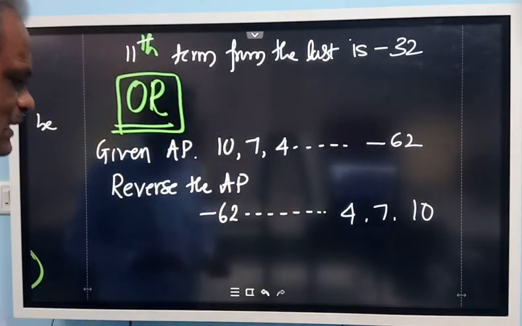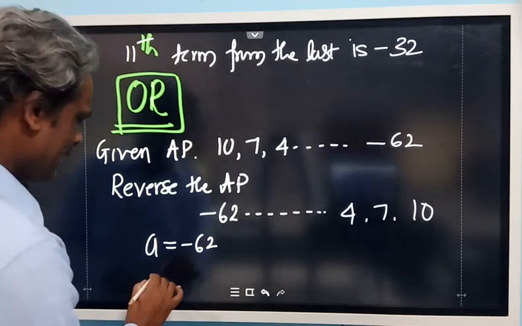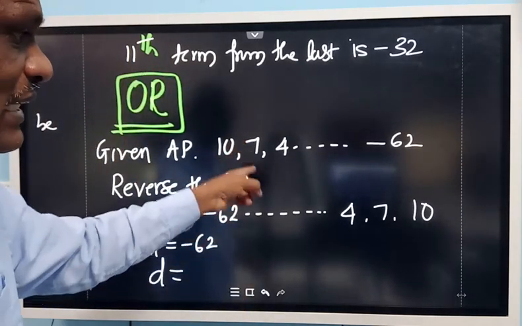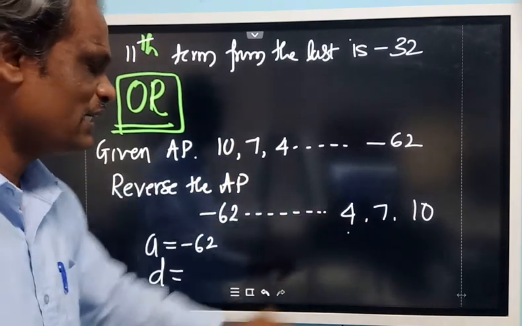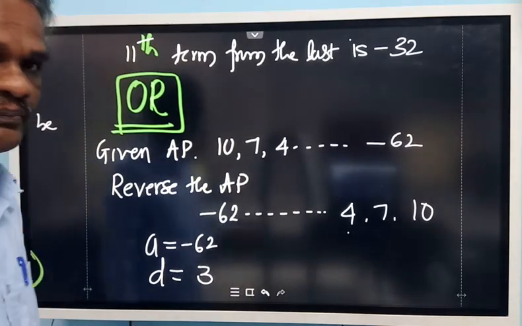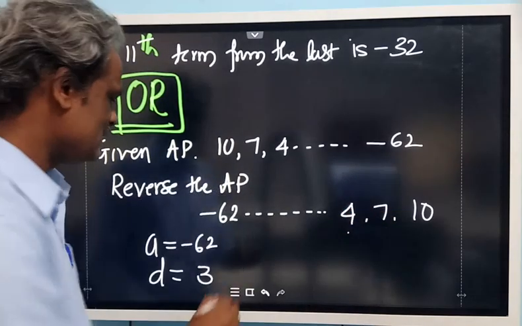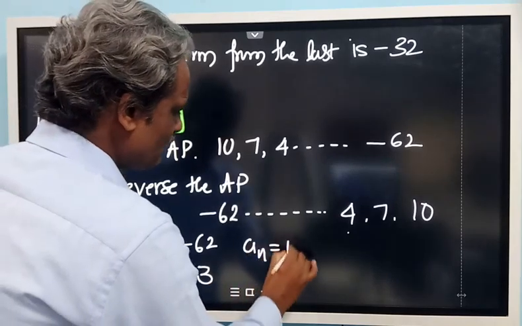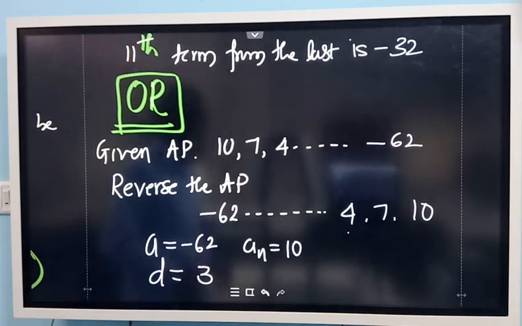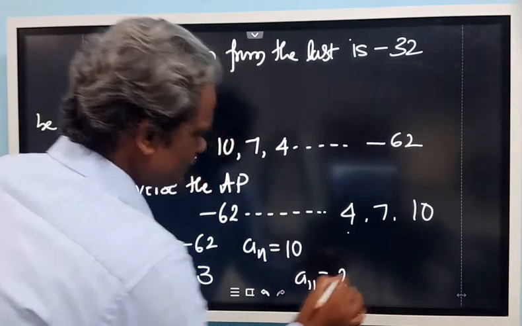So when you reverse this AP, a will be equal to minus 62 and d will change. In the previous example, the common difference was minus 3. Now you look at 7 minus 4 or 10 minus 7, it is plus 3. Then the nth term is a_n. The last term is now 10; in the previous case it was minus 62. Now we need to find a11. a11 is equal to question mark.